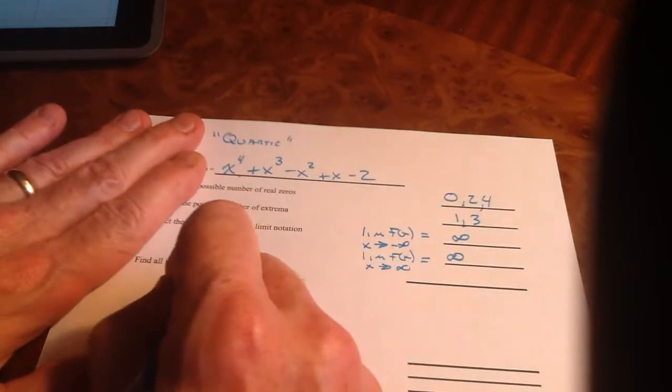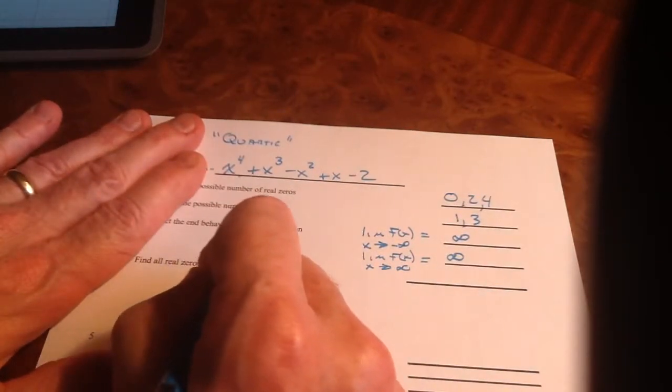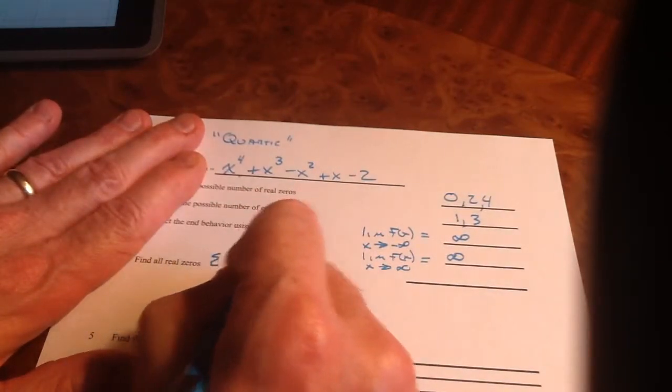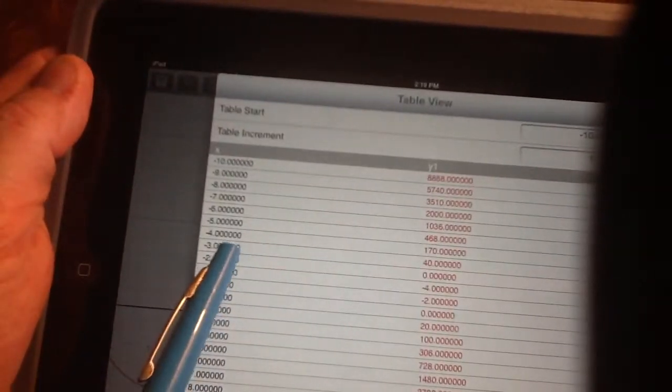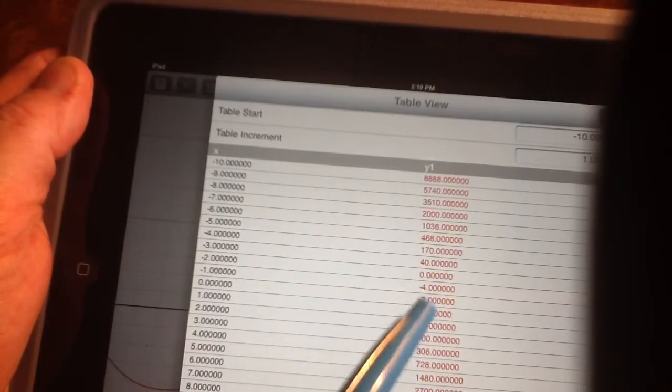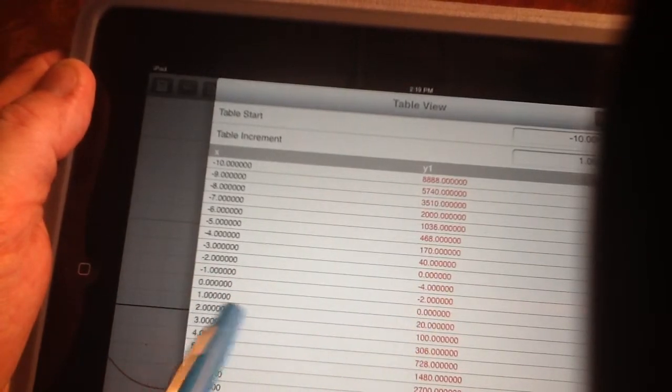So I know, oh sorry, that was -2, wasn't it? -2 and 1. Another way to do it is to just simply look at the table, and you can see here at -2, y is 0. Here at 1, y is 0. So those are my 2 zeros.